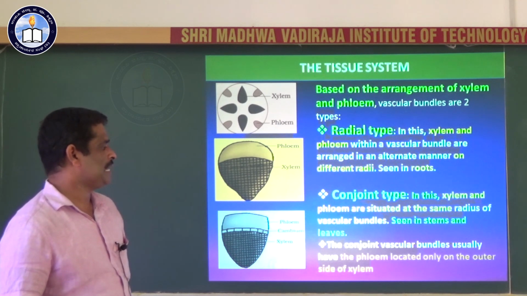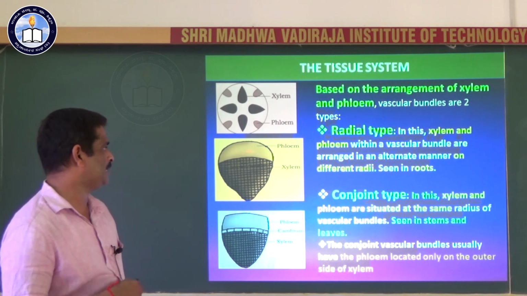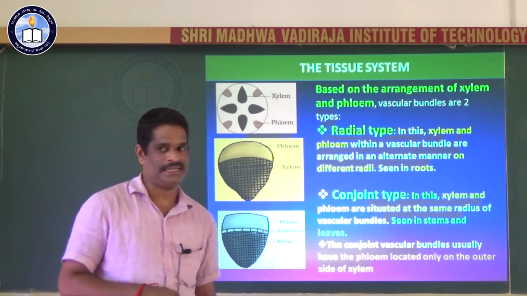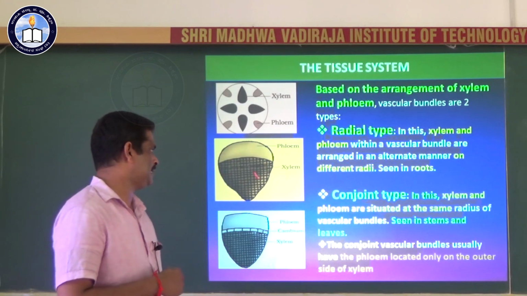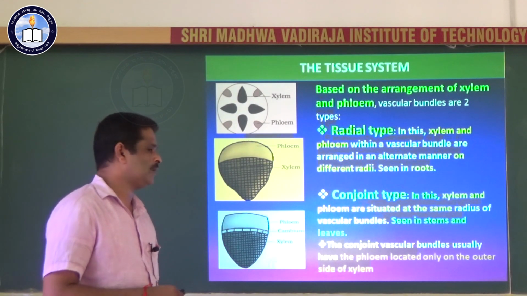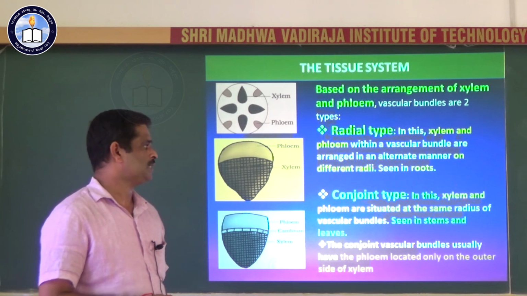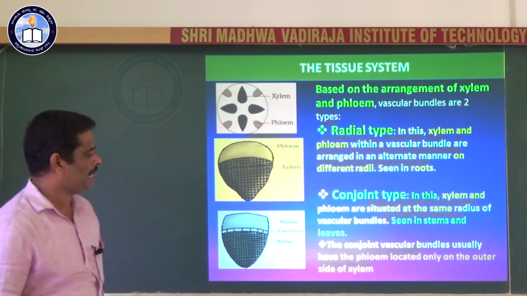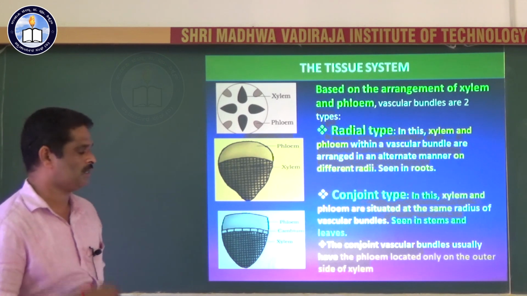The conjoint vascular bundles usually have the phloem located only on the outer side and xylem on the inner side. That is what we call collateral. See, the vascular bundle is described here as conjoint collateral. Conjoint means xylem and phloem occur together in the same radius. What is a collateral vascular bundle? Phloem located outside the xylem, that is what we call collateral.